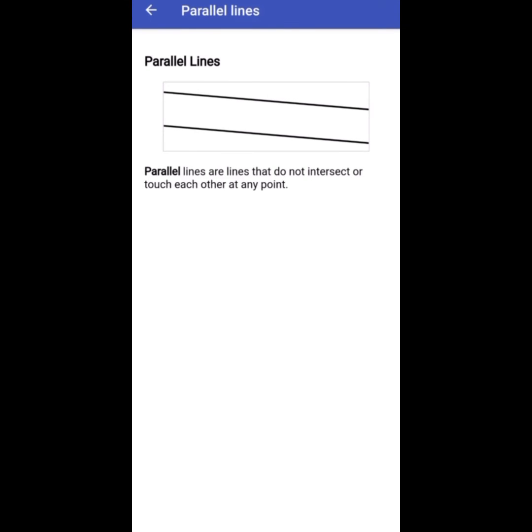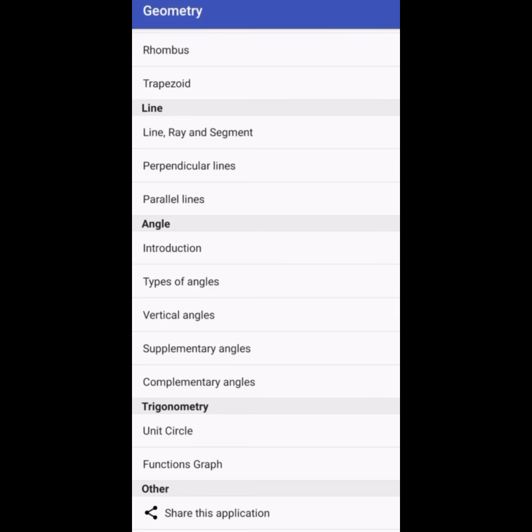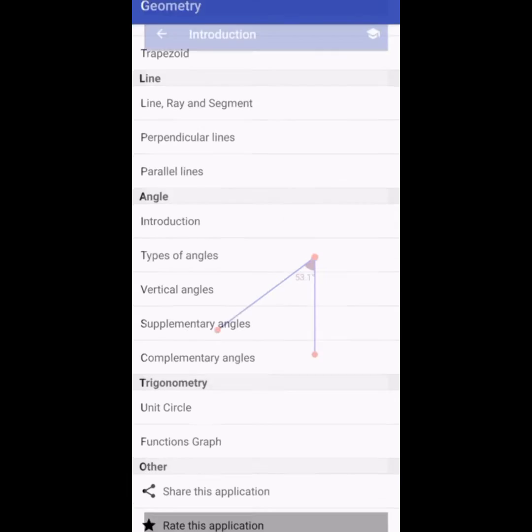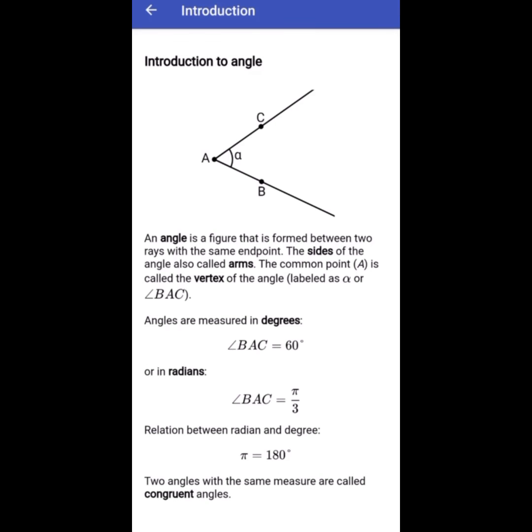Parallel lines are lines that do not intersect or touch each other at any point, as you can see in the given video. So we are done with the line. Now let's move on to the angle. Let's know about their definition.